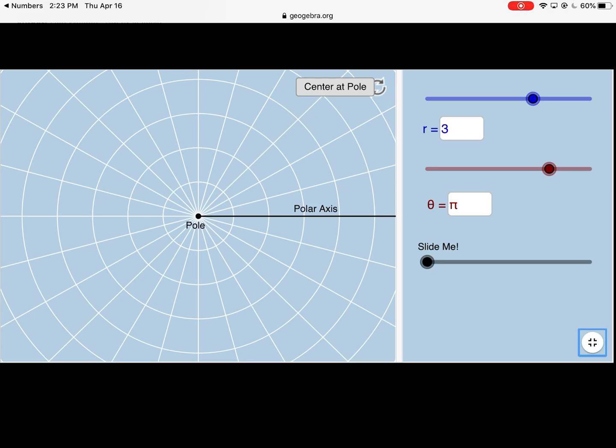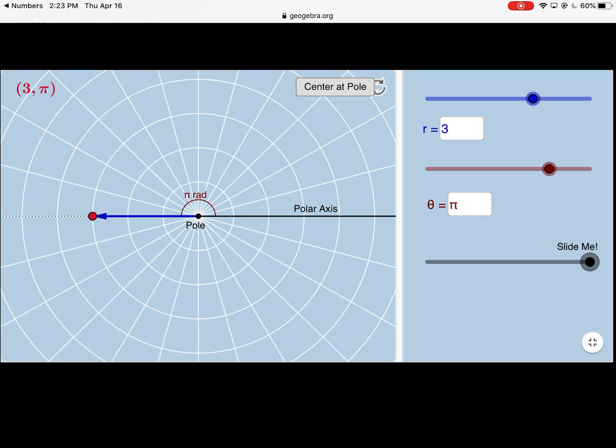So let's say we wanted to plot the point (3, pi). r is 3 and theta is pi. You notice what we'll do here is we will rotate. We'll sweep out our pi radians, and then off the terminal side of that angle, we would go 1, 2, 3 spaces out. That would correspond to the circle whose radius is 3. And that's where you place your point. Okay?